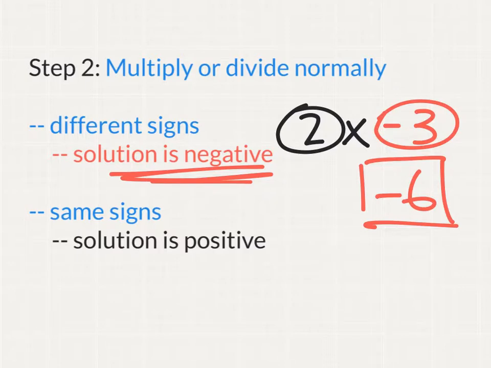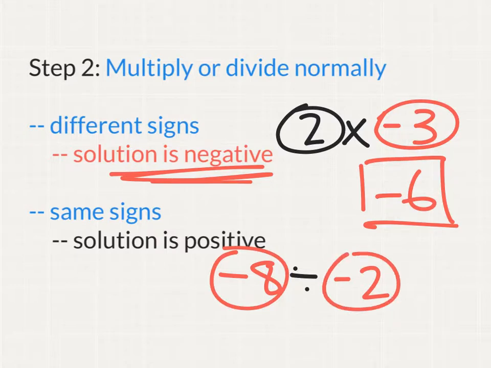The same would be true when I'm dividing. When I had -8 divided by -2, step 1 told me, oh, I have two negatives, the same signs, so my solution will be positive. Step 2 tells me to divide as I always have. Divide as normal. 8 divided by 2 is 4. So, -8 divided by -2 is +4.